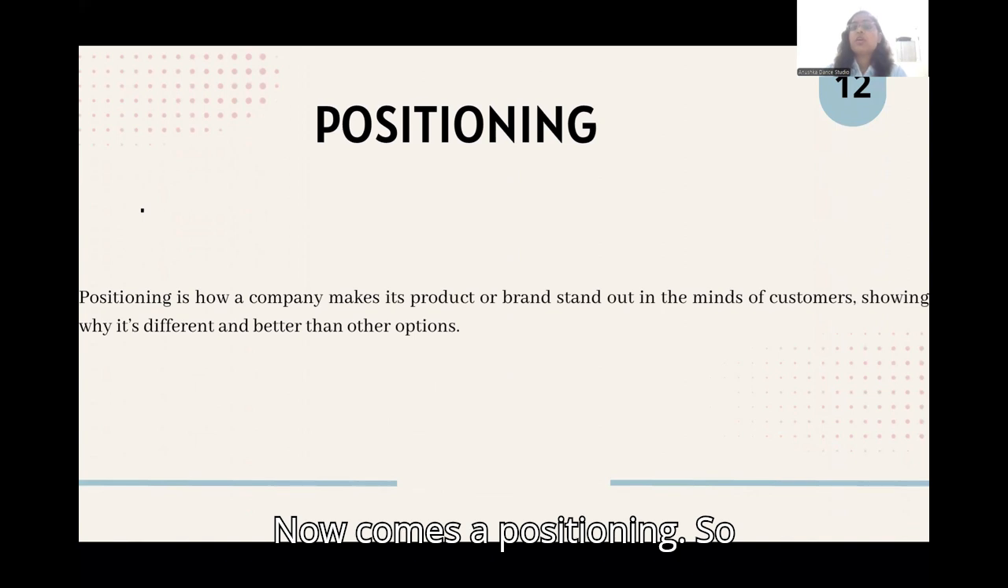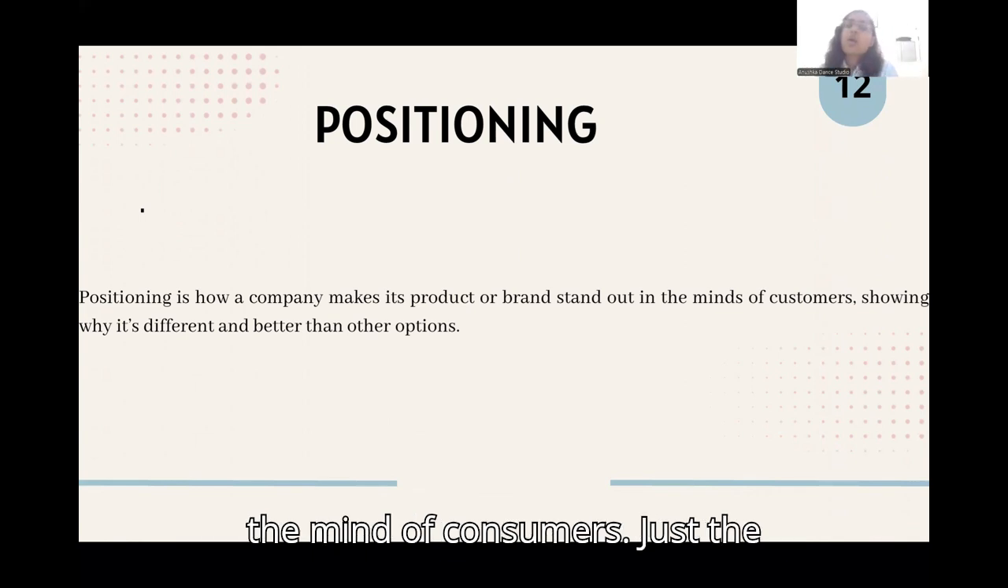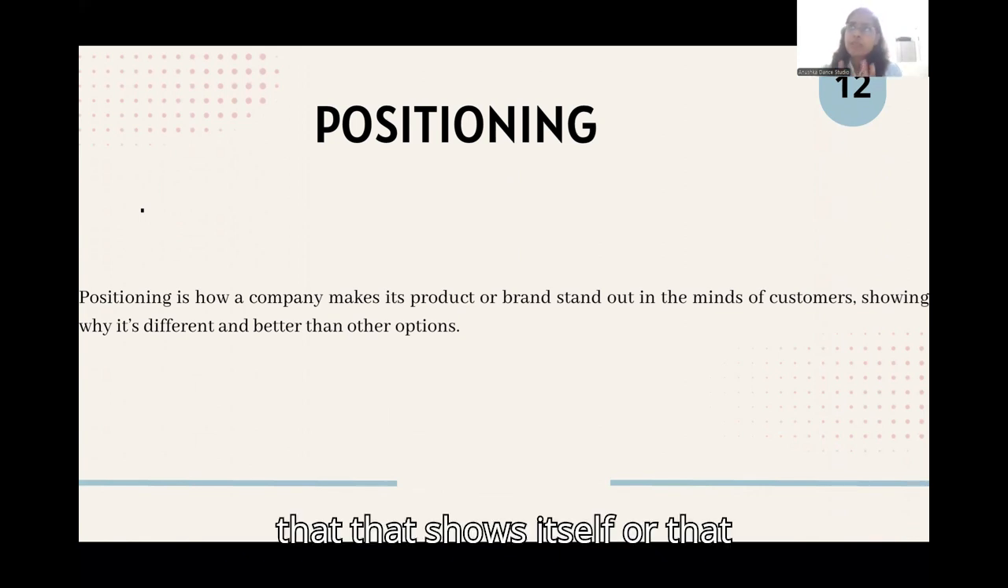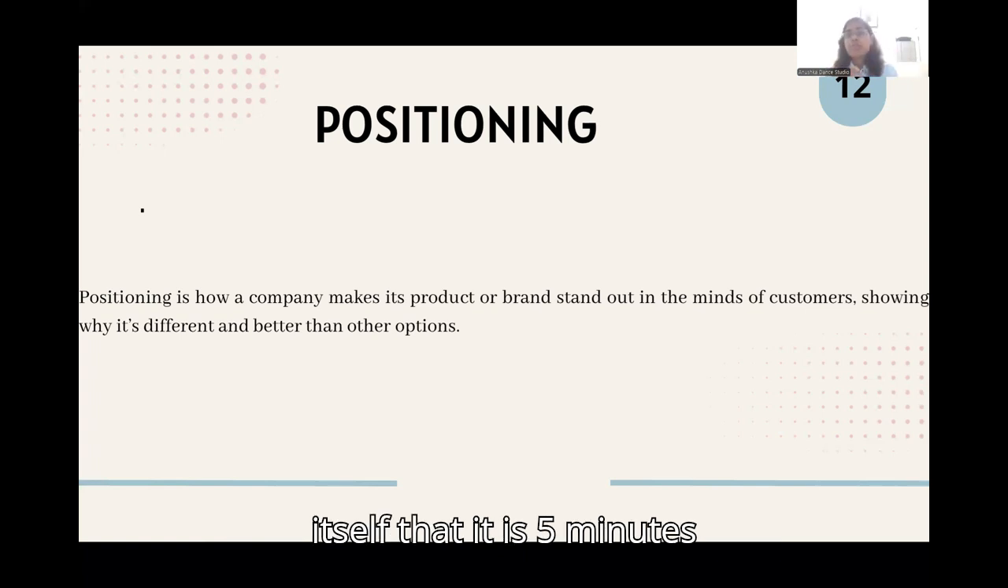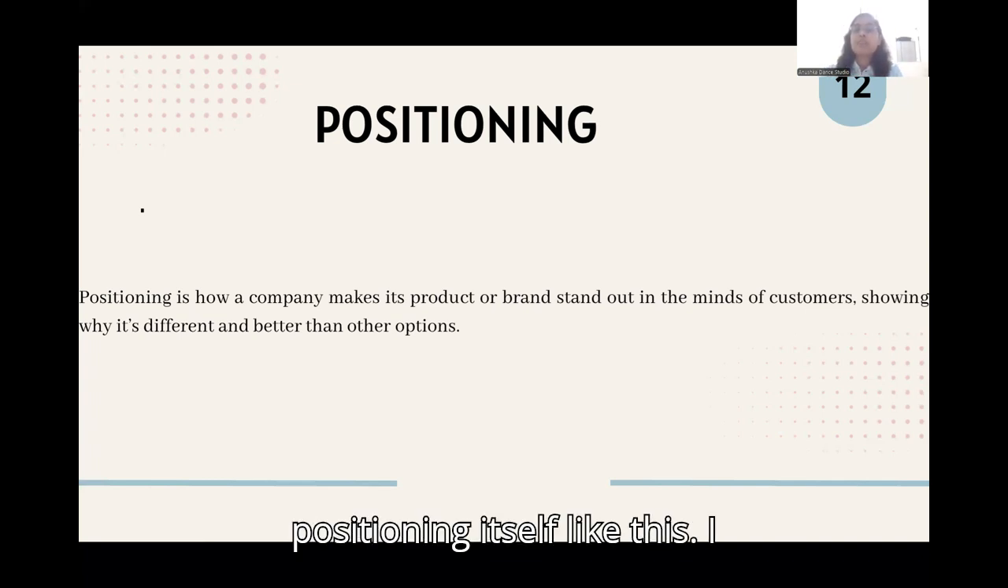Now comes positioning. Positioning is how a company makes its product or brand stand out in the mind of consumers. A simple example of this is Maggie. We can say that it wants itself to be a 5 minute noodle in the customer's mind. Although it can be made in 9 or 10 minutes, it wants to show itself as 5 minute masala noodles. So it's positioning itself like this.